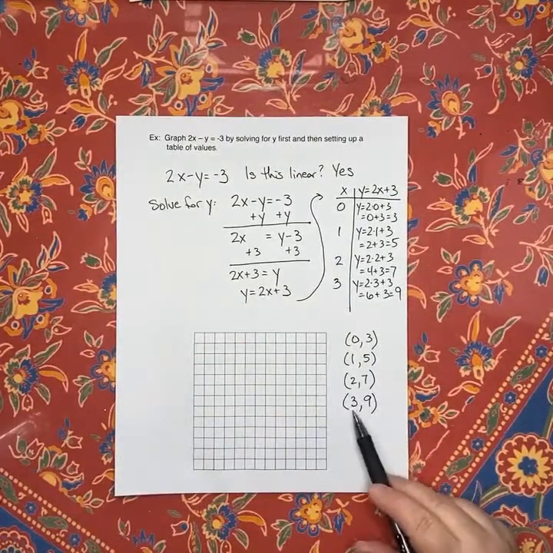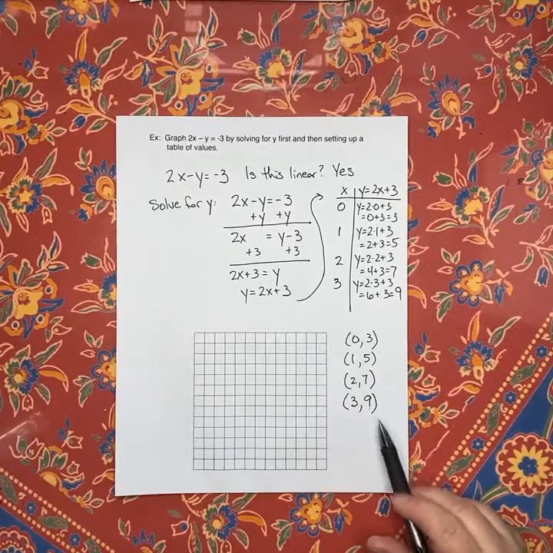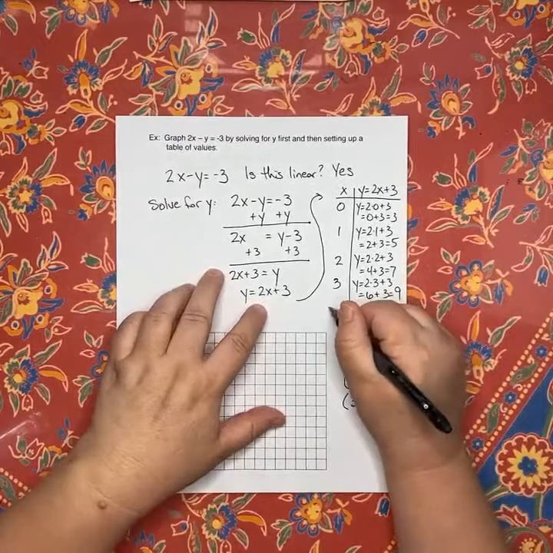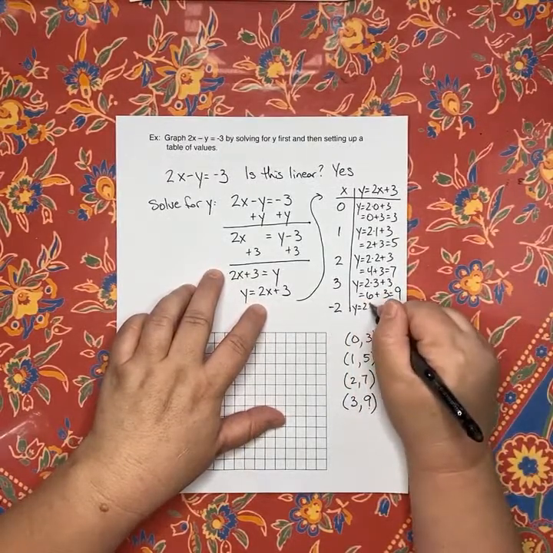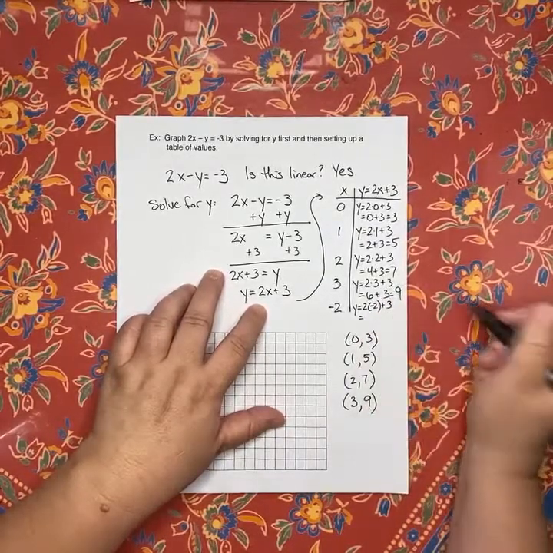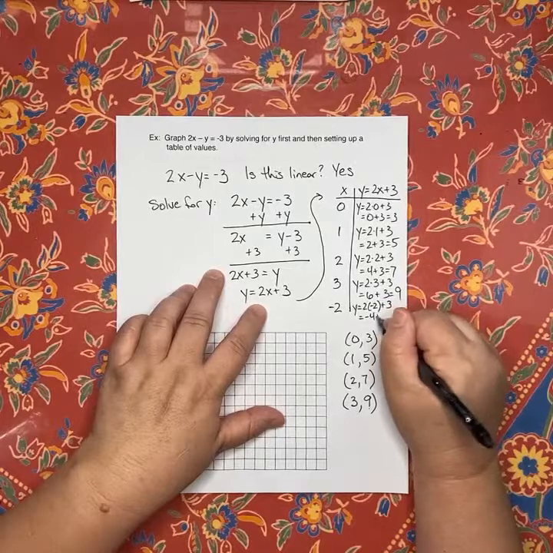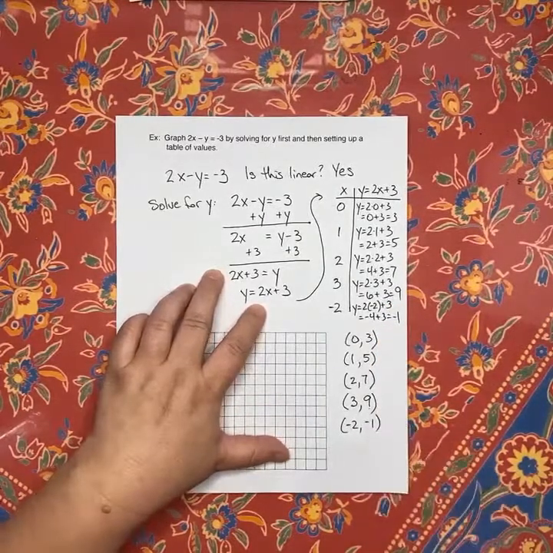Now, these points might be a little hard to graph, so I'm going to be really careful about this. I'm also going to try -2, just for the heck of it, because you should try different kinds of numbers just to see what interesting things are happening. 2 times -2 is -4, plus 3 is -1. So I get a point (-2, -1).